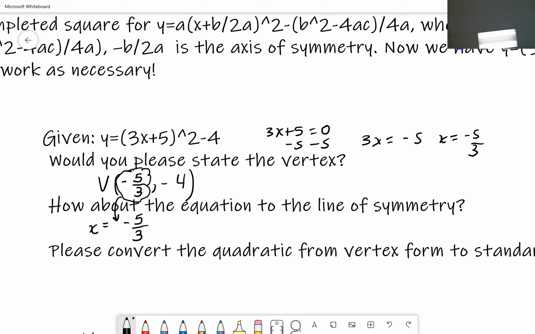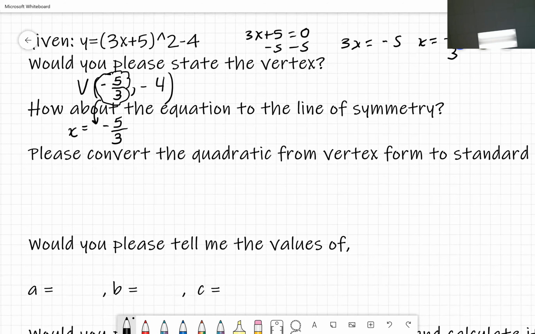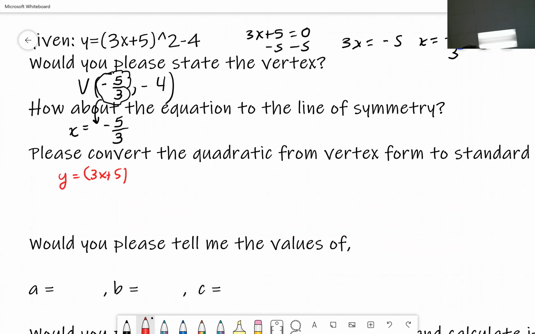So now we get to the part where some people got it right. Some people made like these dumb little mistakes. But see, this form here, the one I wrote at the beginning where I said given, this is called vertex form, and the book refers to it as completed square form.